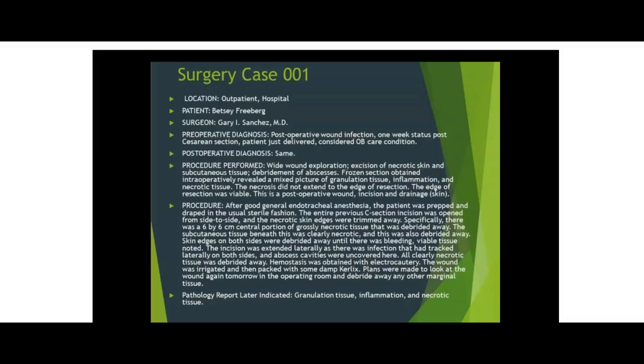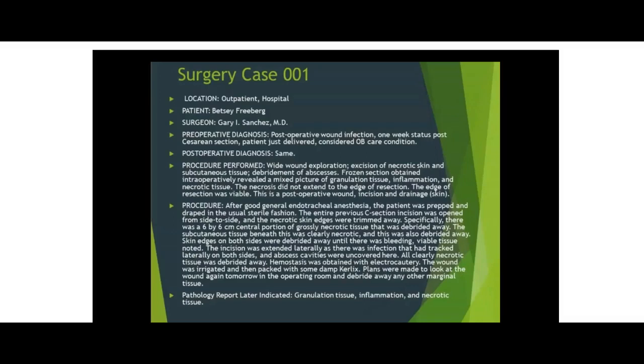So our procedure performed, we're doing a wide wound exploration with excision of necrotic skin and subcutaneous tissue. We're debriding some abscesses. The frozen section obtained intraoperatively revealed a mixed picture of granulation tissue, inflammation, and necrotic tissue. The necrosis did not extend to the end of the resection. The edge of the resection was viable. So this is a post-operative wound, incision, and drainage of the skin.